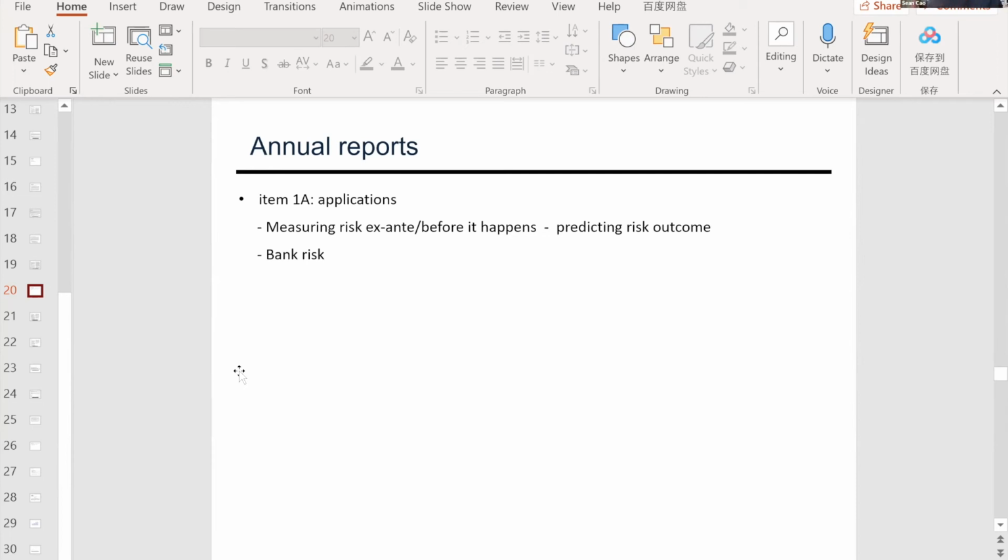Banks always disclose their risk, right? Banks also disclose, I have a cash flow risk, I have a real estate risk, I have a loan that cannot be paid, and so on. So why do we want to focus on banks? The bank is very important in our economy. If the bank goes down, everybody goes down.